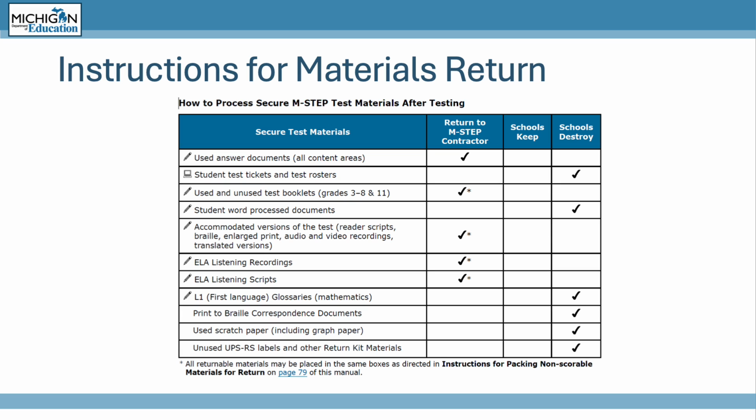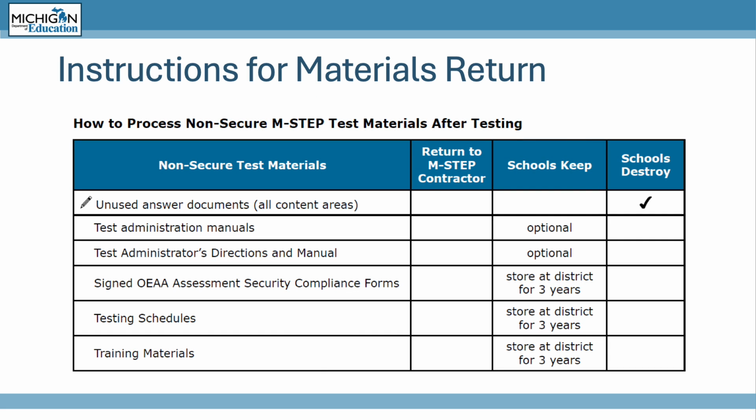Next, we have the secure materials that need to be destroyed. Test tickets and rosters, L1 glossaries for mathematics, and used scratch and graph paper all need to be securely destroyed after testing. Here's the table for non-secure test materials. Make sure you're reviewing the TAM as you get your materials ready so that you don't miss anything.